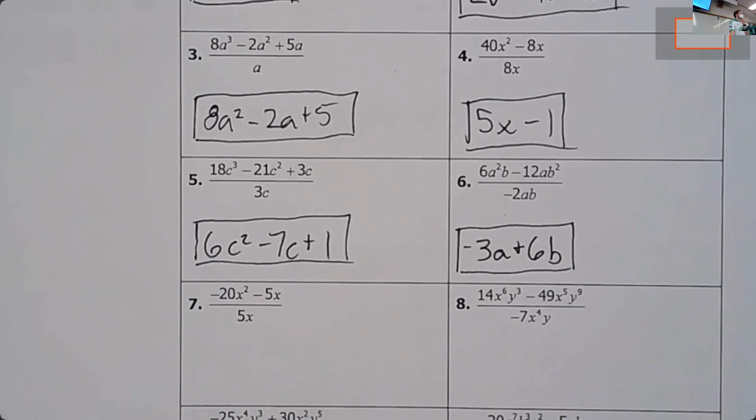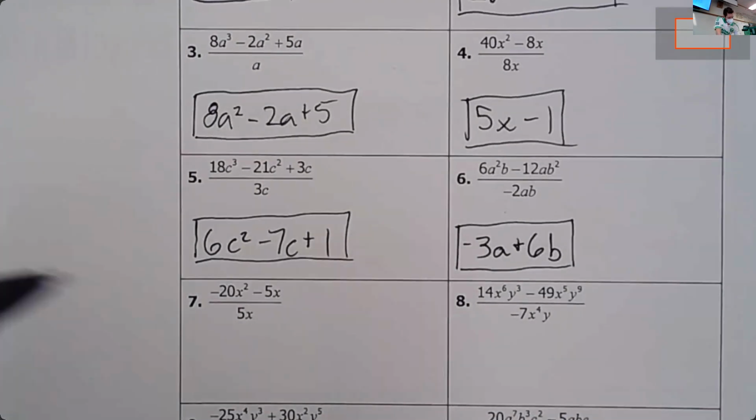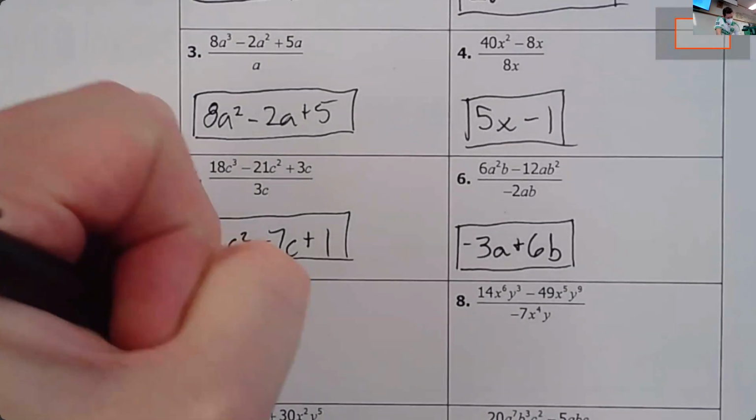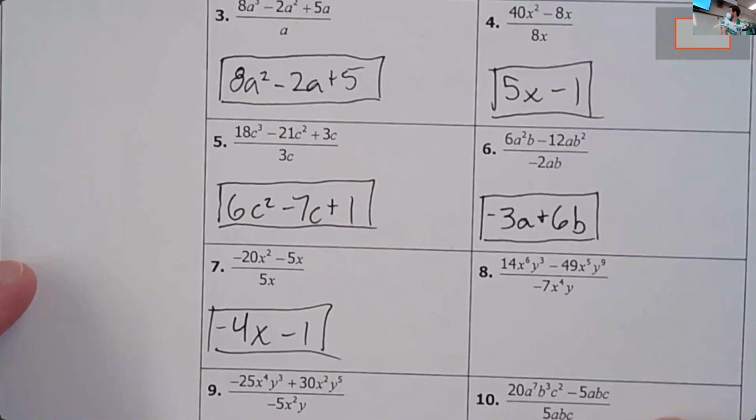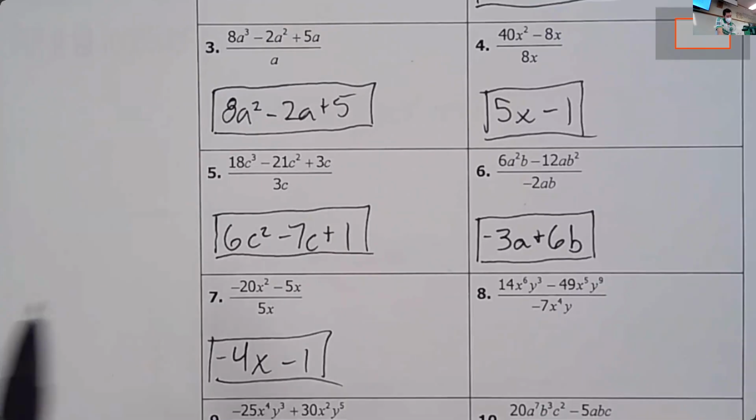All right, anybody know number 7, or anybody think they've got number 7 here? Let me see what you have. Good, negative 4x minus 1. So negative 20 divided by 5 is negative 4. The x squared divided by x leaves us with an x here. And then negative 5 divided by 5 is negative 1, and the x's cancel out.